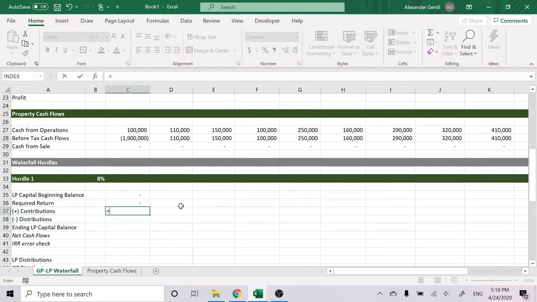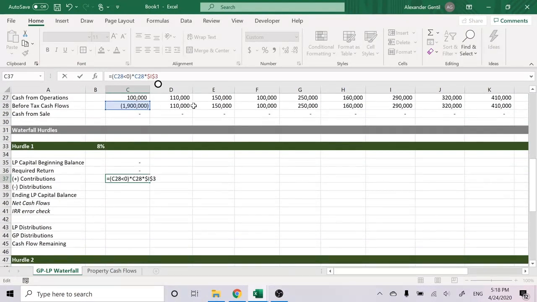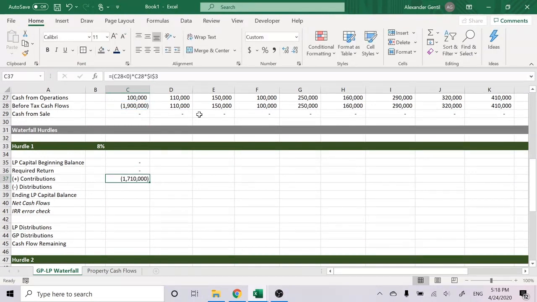All right, so contribution. So contributions don't change throughout the hurdles, right? And it only is a contribution if the equity partner, if there's a negative cash flow here. Okay, so when we're going to do this using Boolean logic, if this is less than 0, okay, then multiply this by the partner's input, partner's equity share. Okay. Now I'm just going to make this negative because this is a count, like a balance.